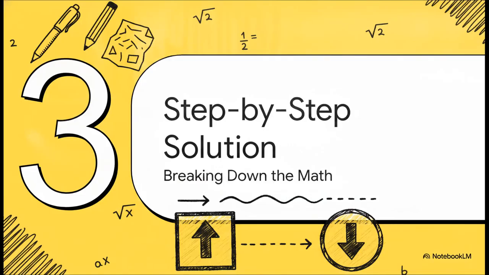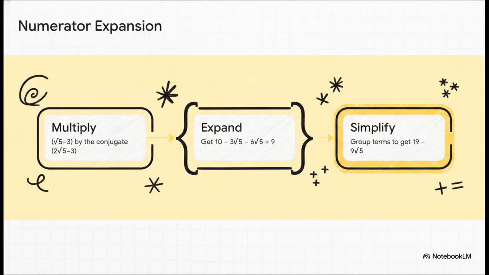Section 3, Step-by-step solution, breaking down the math. All right, grab your pens and paper because we're getting hands-on. To avoid visual clutter and cognitive overload, we're going to physically separate our problem. We'll calculate the numerator first and then tackle the denominator. Let's move to the numerator and see how this builds.